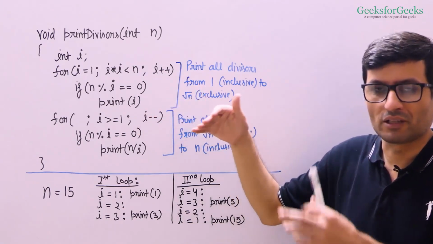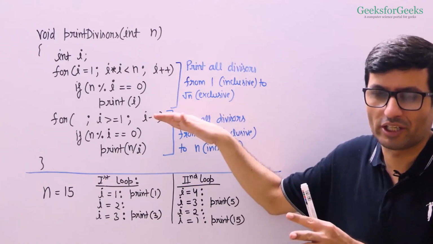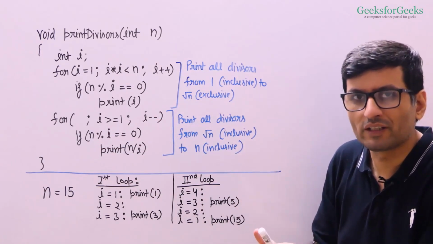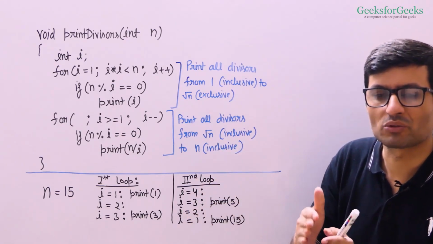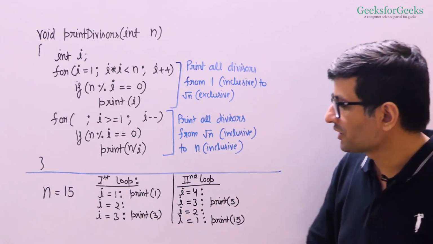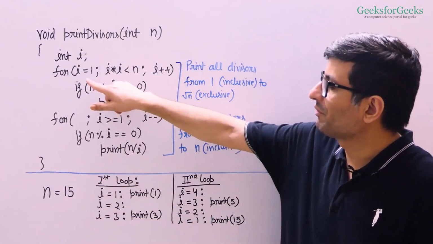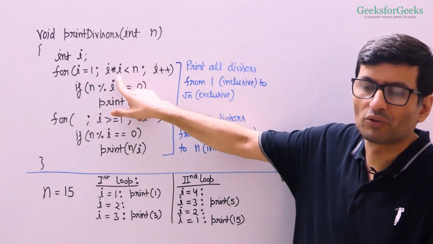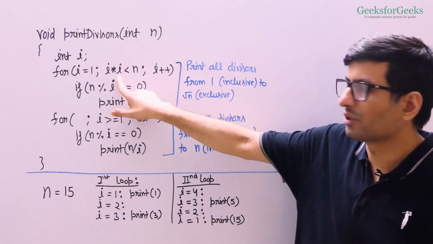Which means if a number is a perfect square like 100, then the first loop is not going to print 10, right? The second loop begins with the square root of n and goes till n, and it prints all the divisors in the range from square root of n to n. Let's now see how this code works for n equal to 15. When n is 15, we are going to run this loop from 1 to 3, right? Because when I becomes 4, 4 into 4 is greater than 15. So we'll stop at I equal to 4.